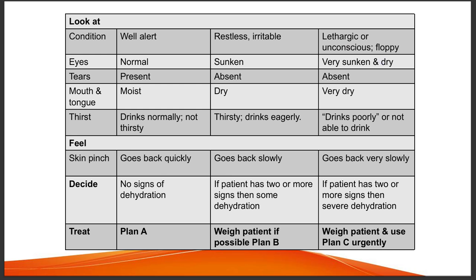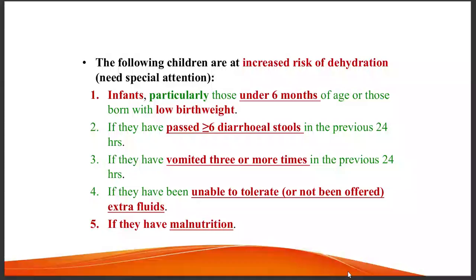For severe dehydration, the patient is lethargic or even unconscious and floppy. The hands are so floppy, when you get them up, they can't stand. The eyes are very sunken and dry. The tears are absent, and the mouth and the tongue are very dry. The child drinks poorly or is not even able to drink at all. When you pinch the skin, it goes back very slowly. If the patient has two or more of these signs, that is severe dehydration. For management, use what we call Plan C.